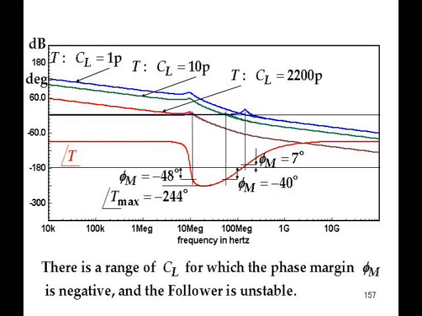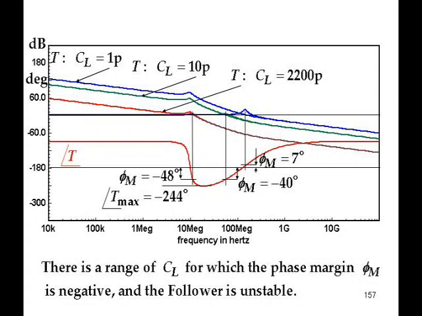So there's a much bigger CL, and the phase margin is still negative, but it's coming back. So there's a pretty wide range of load capacitance where the system is unstable. Now that's the analysis part. The design part is, how do we prevent this from happening for any value of CL?